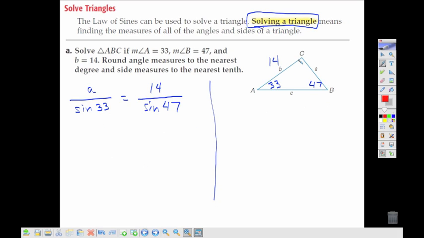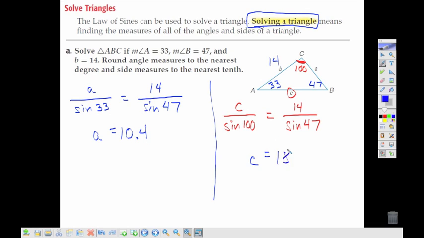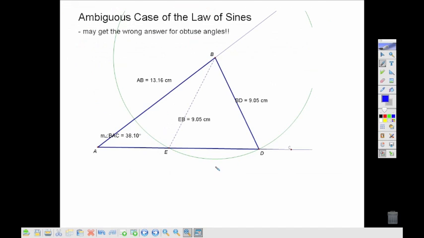If we want to find C, then we'll do like we did in the last one. We'll add these together, that would give me 80, leaving us with 100 degrees here. And so if we're looking for C, we'll set it up as C over the sine of 100 is equal to, and we have B's already, so we're going to use B. Working this out, this one's going to give me A is equal to 10.4, and this one over here is going to give me C is equal to 18.9. We're multiplying each side by sine of 100. Over here, multiply by the sine of 33.